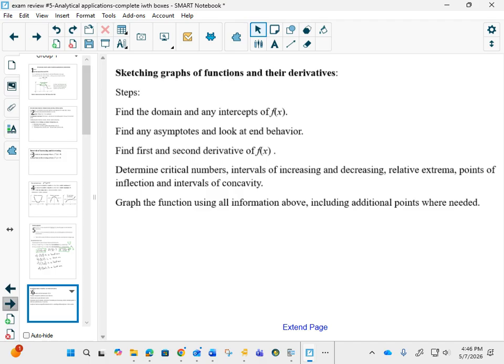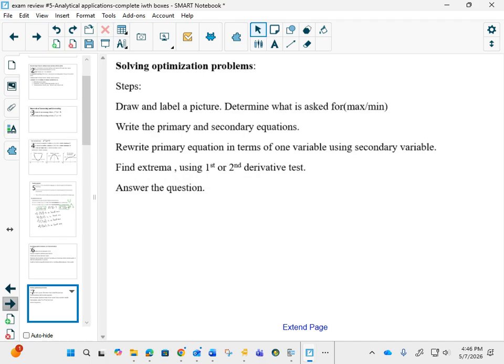Now this never comes up on a long answer. Instead, they say, are you really skilled at graphing? They can take you in the middle of graphing and ask you a specific question about what's happening. So we'll see some of those.